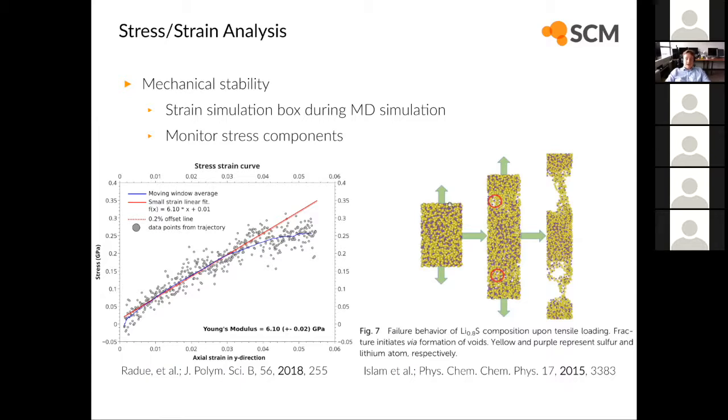Similar things were then studied on this sulfur cathode. It turned out that with increasing content of lithium atoms, the material gets more sturdy. That is not very surprising, because basically more ionic bonds are formed, and these are stronger than just the interaction between sulfur rings. However, after a certain point, obviously the material breaks, and this starts with the formation of little voids in the material, from which then the whole separation and fracture of the material starts and proceeds.